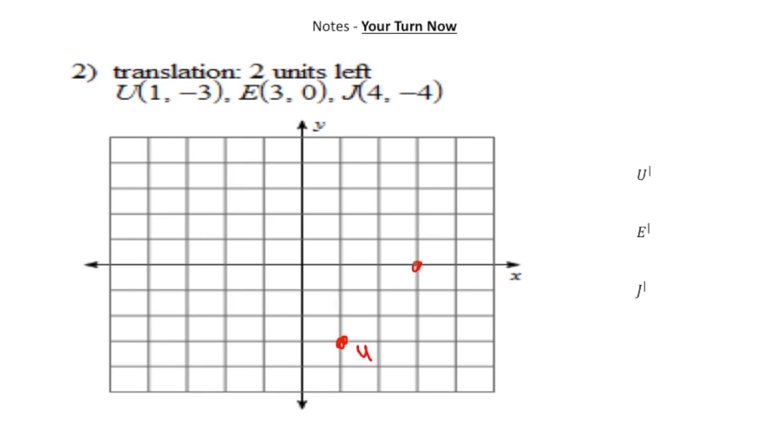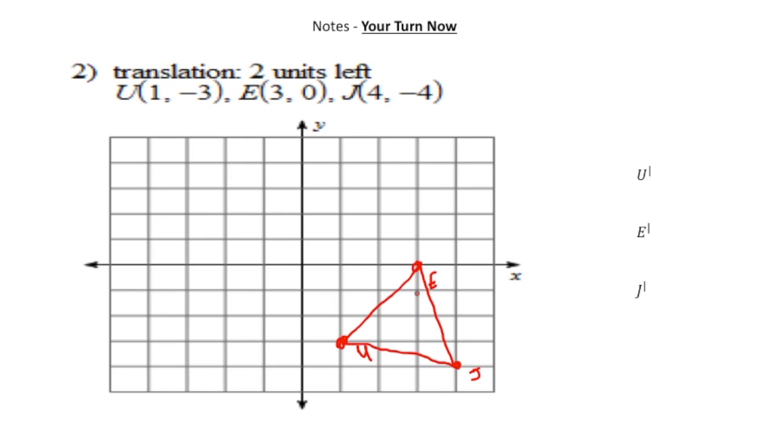We're staying right there. That's point E. And then J is (4, -4), so 1, 2, 3, 4, and down 4. And that's point J. Let's connect the dots. So we have a triangle.